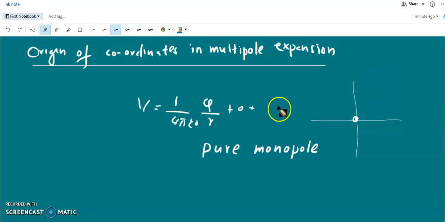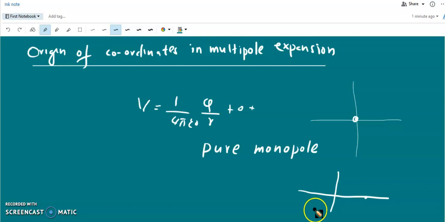Okay. So now, if this point charge is not at origin, then it is not a pure monopole. If we shift the point charge from origin, then it is not a pure monopole, because the monopolar potential 1 over 4 pi epsilon 0 q by r is not fully correct for this configuration. So we have in the expansion, we have monopole term, dipole term, quadrupole term, etc. All higher order terms will be there, but the monopole term dominates. Even though the monopole term dominates, there will be higher order terms as well.